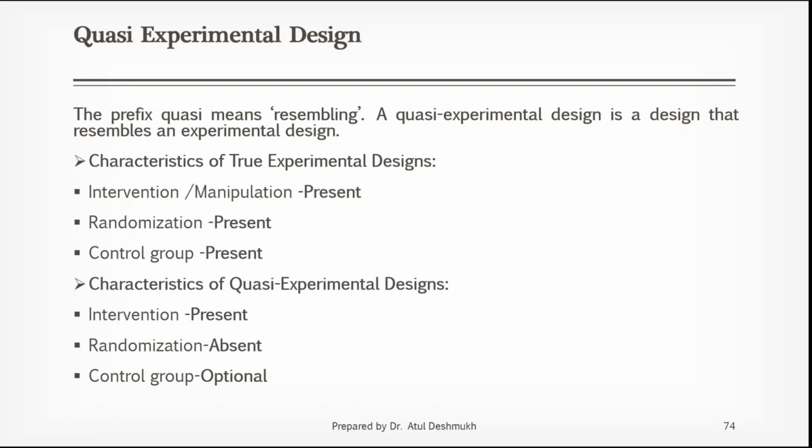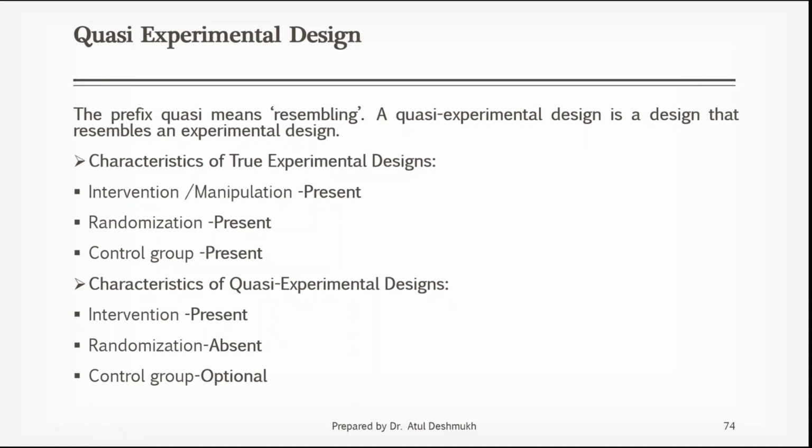You are doing your intervention, but the samples selected are convenient samples, purposive samples. You have purposively selected those samples. These are not randomly selected samples. Hence, it is called a quasi-experimental design. So the important difference is that randomization is absent in quasi-experimental study design, and the control group is optional. A control group is always present in true experimental study design, while it may or may not be present in quasi-experimental study design.